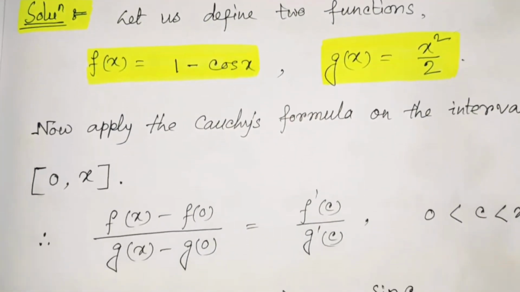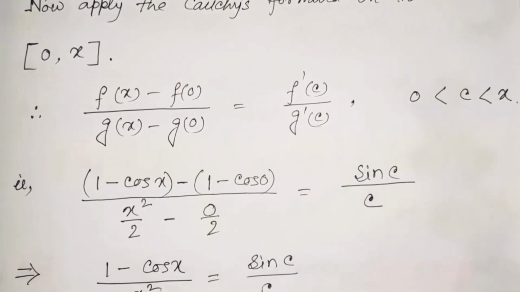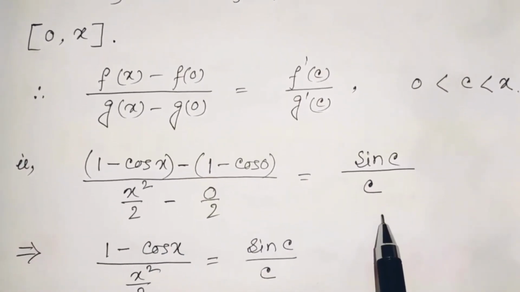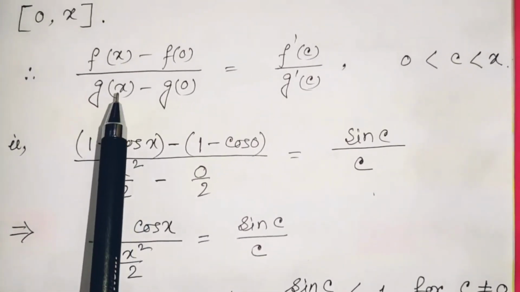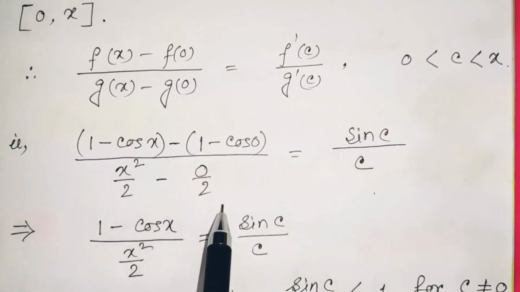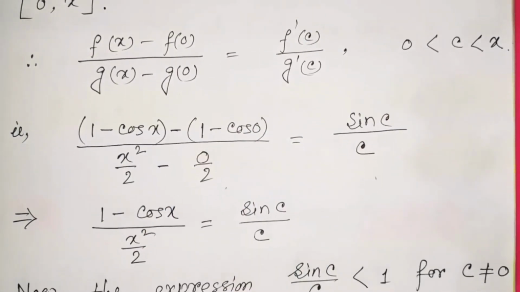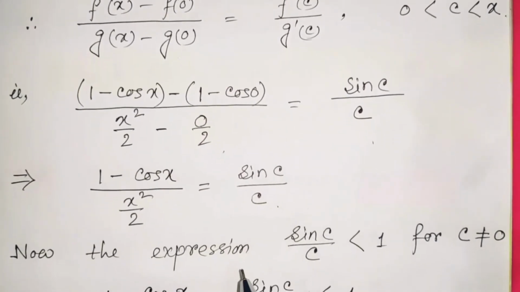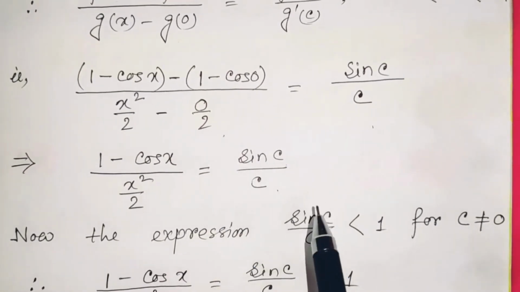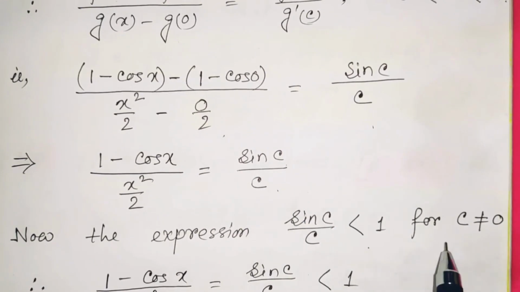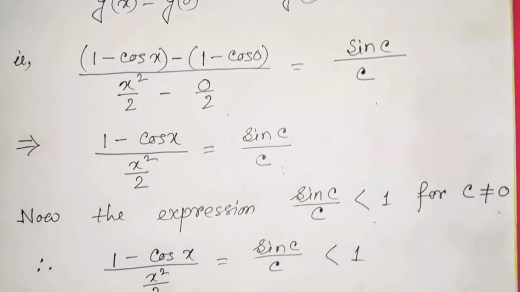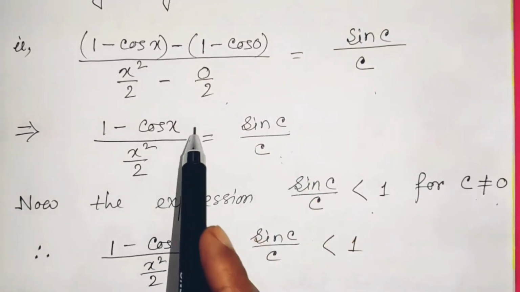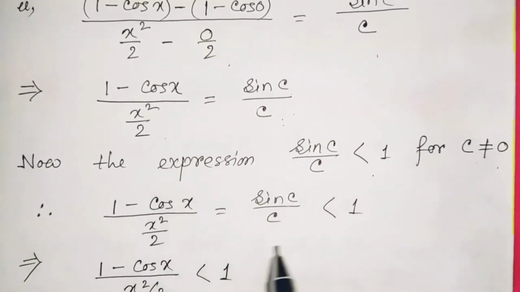Now very simple, if we apply the Cauchy mean value theorem and substitute all these values and simplify, then what will we find from here? Just observe, this is the formula, and if you substitute and simplify, then we will find that portion. Now this expression is always less than 1 for c not equal to 0. If c not equal to 0, we know this expression is always less than 1. As this one is less than 1, we can say this entire thing is also less than 1.